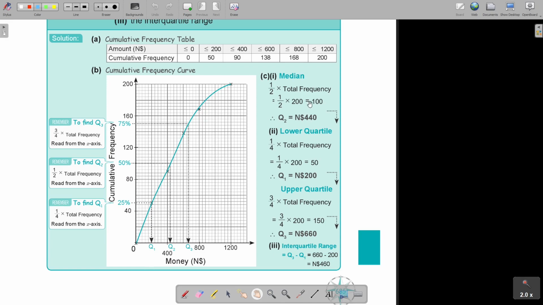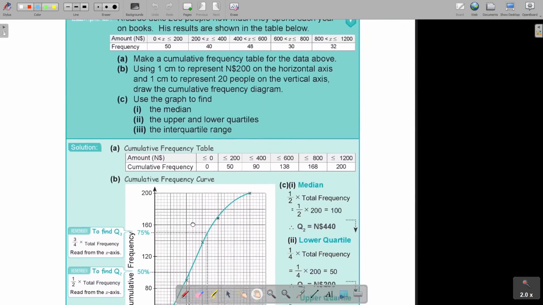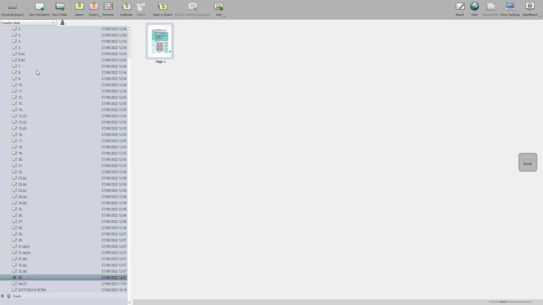So it's at 50, and you draw and read down. There is Q1. Then to find the interquartile range, it's Q3 minus Q1, the upper minus the lower. You take this one minus this one, and there is your answer. That's basically what they ask. So page 685 in the textbook, part 2, will help you. Let's go and do it.